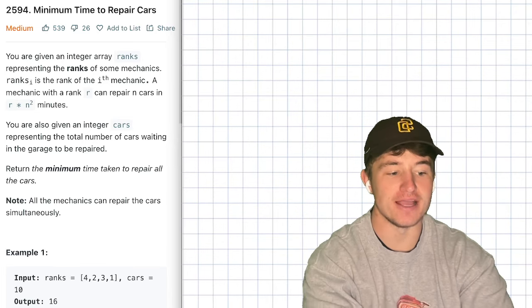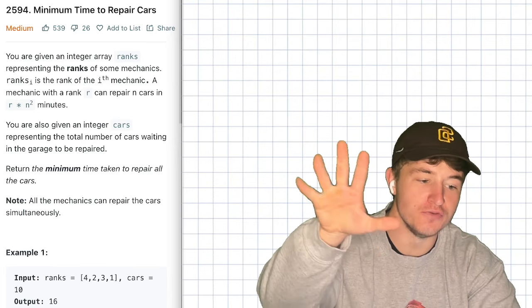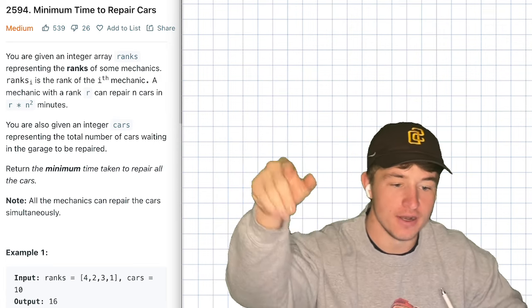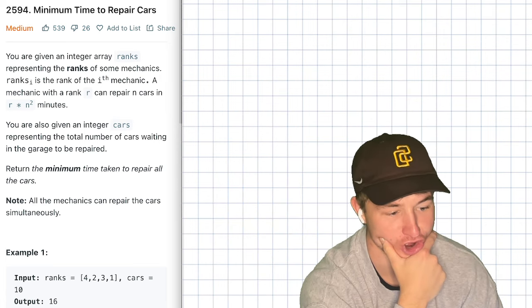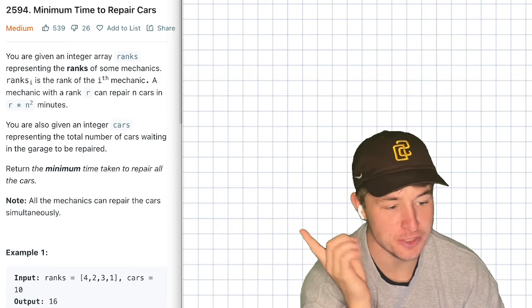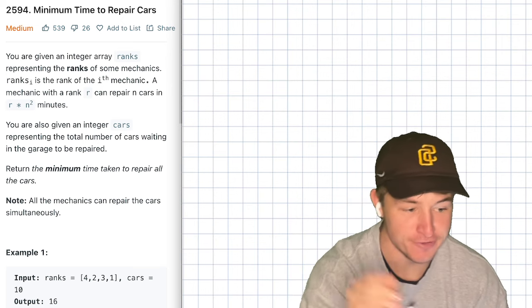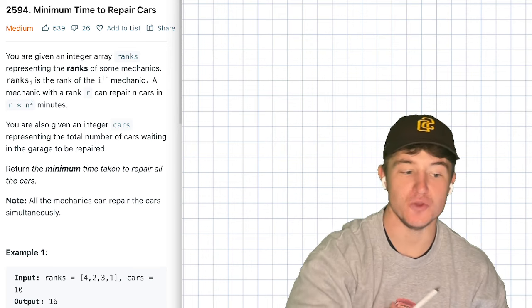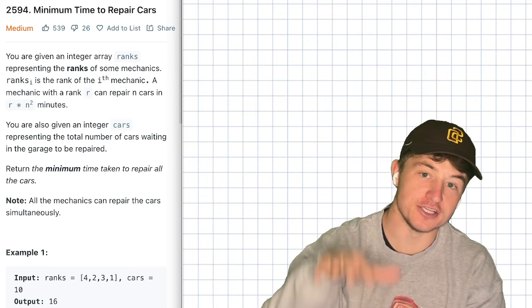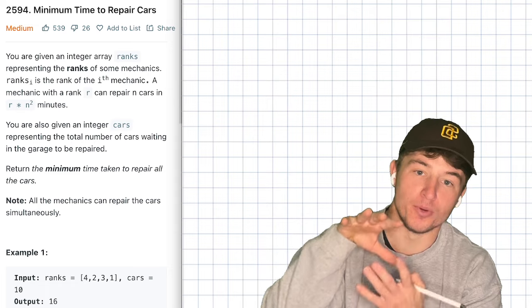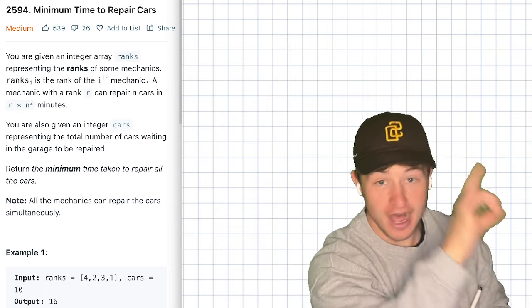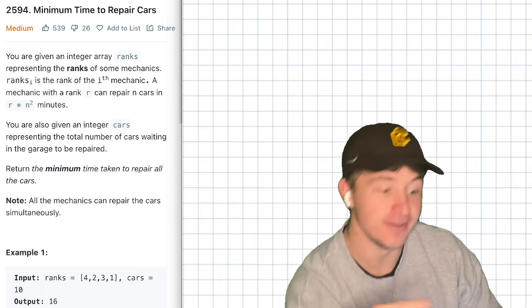All right. So today we're solving problem 2594, minimum time to repair cars. This problem is very difficult if you haven't learned the associated approach, which is very obvious if you have done a similar problem, okay?